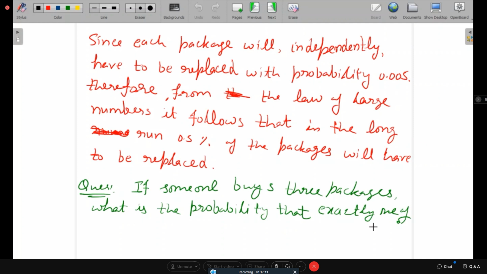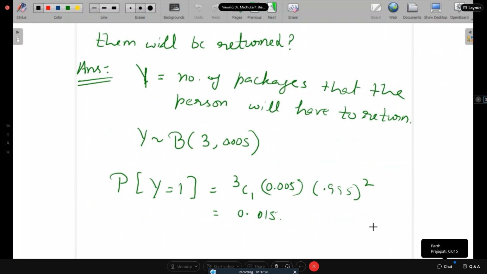The hint is that this will again follow a binomial random variable with n equals 3 and p equals 0.005, and you need the probability of x equals 1. It's very simple.